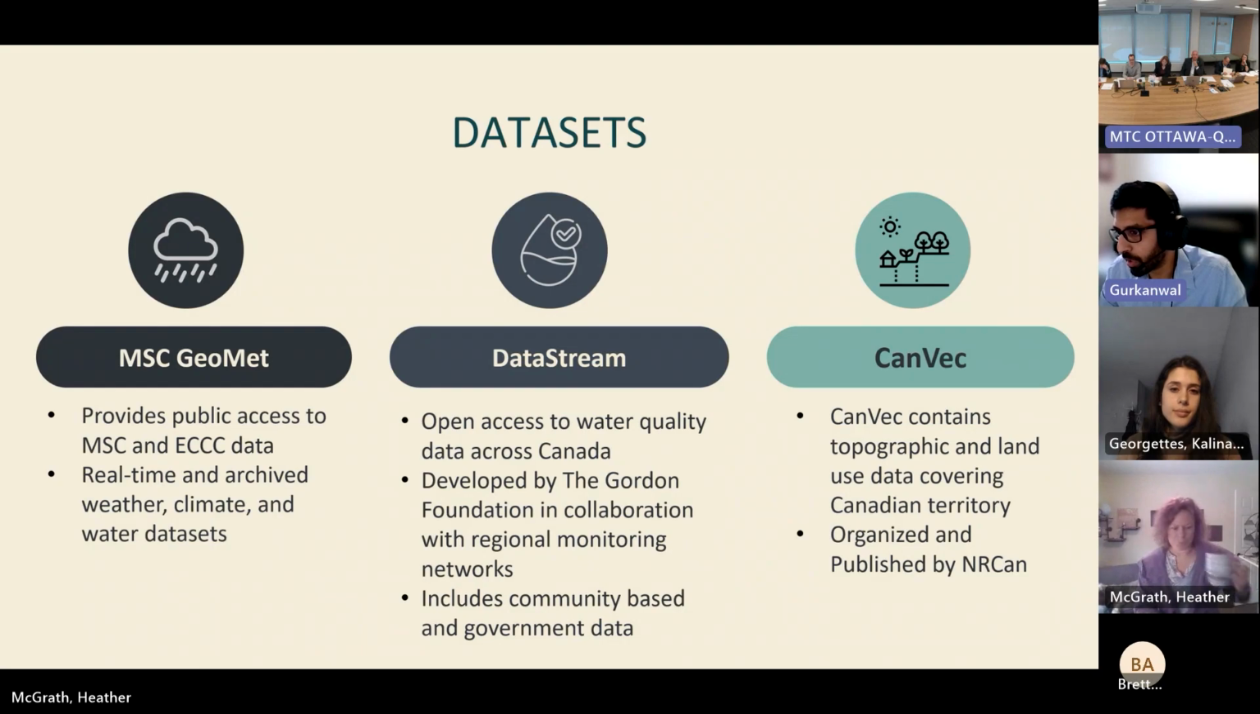to use. One is the Meteorological Service of Canada's GeoMet data set, which provides public access to the weather, climate, and water data sets. We have DataStream, which is an open access to water quality data across Canada. This was developed by the Gordon Foundation. This is in collaboration with regional monitoring networks, so it includes both governmental and community-based data.